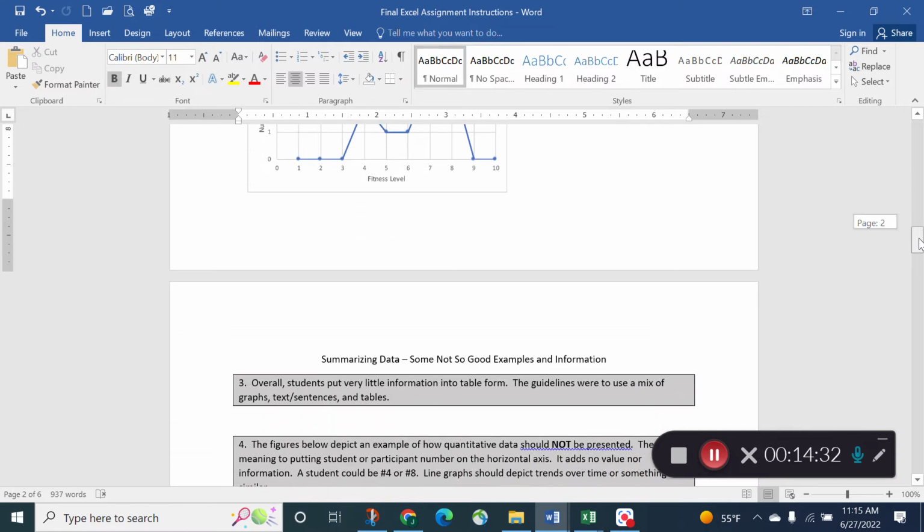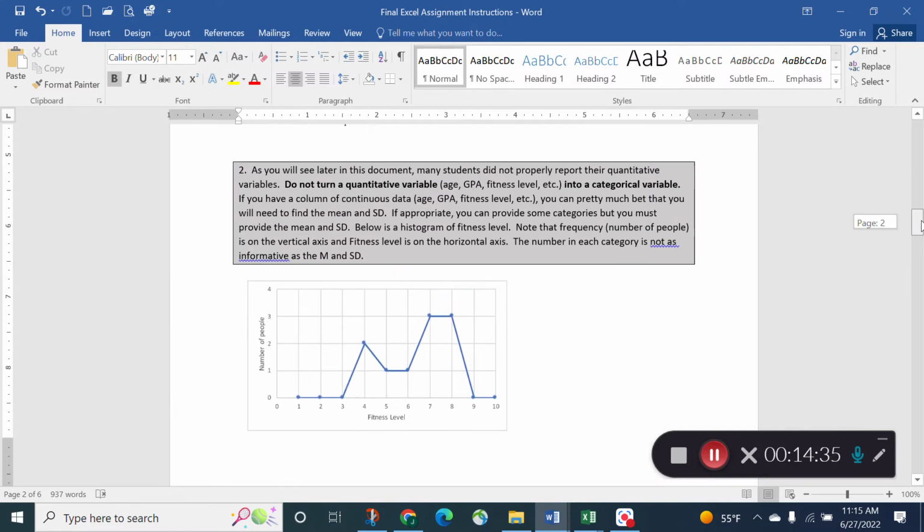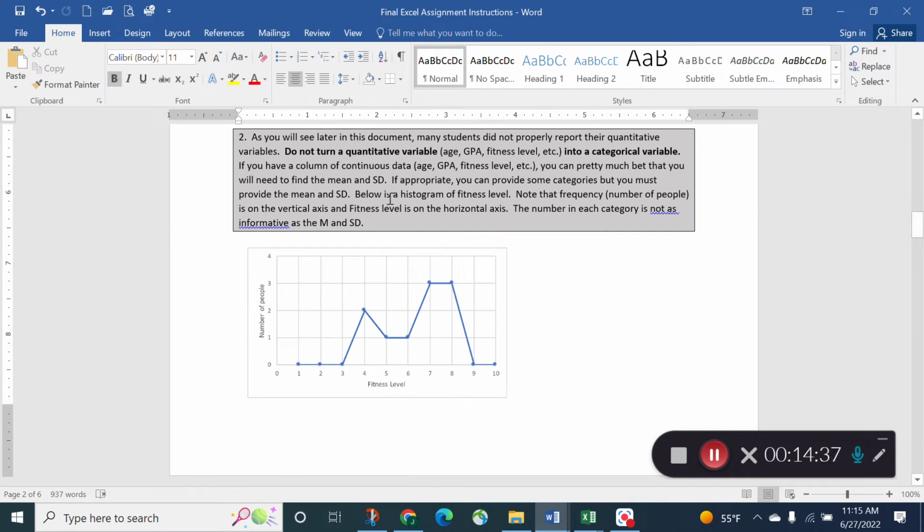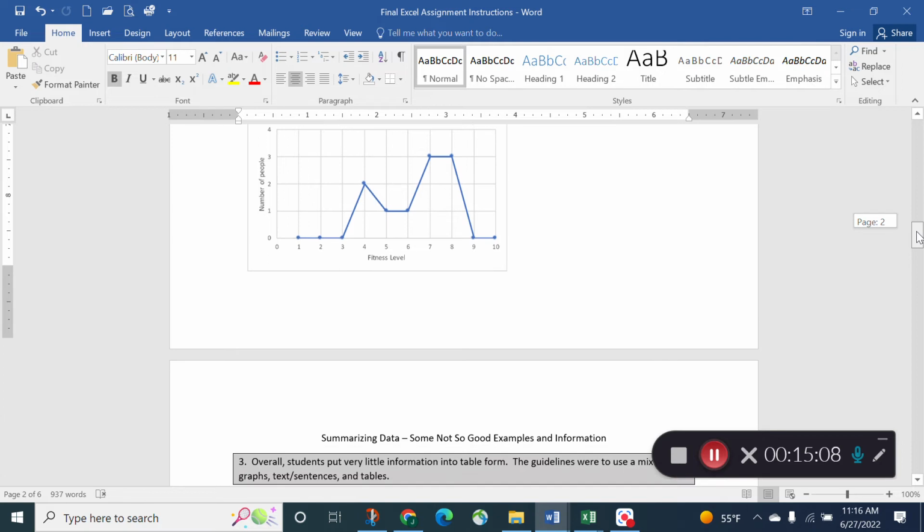But let's contrast that to a couple other things as we move down. One of the things that we'll see as we move on is sometimes people take numerical data and they categorize it. They make it fitness level 1 to 3, fitness level 4 to 6, fitness level 7 to 9 or 7 to 10, and then they count frequencies in there. And you end up losing information if you do change quantitative data into qualitative data. So do not do that.